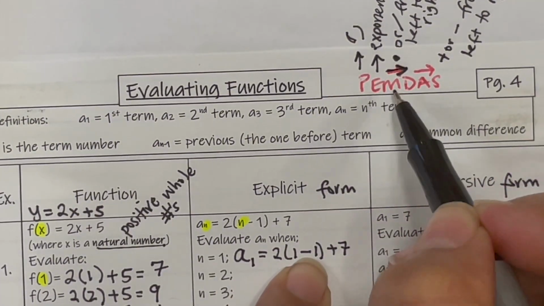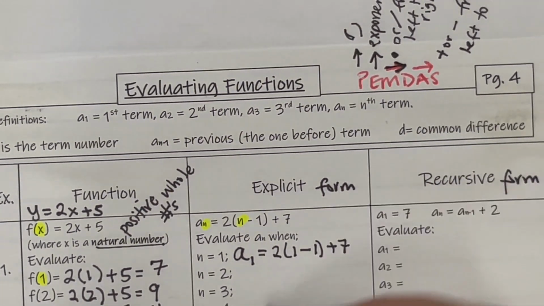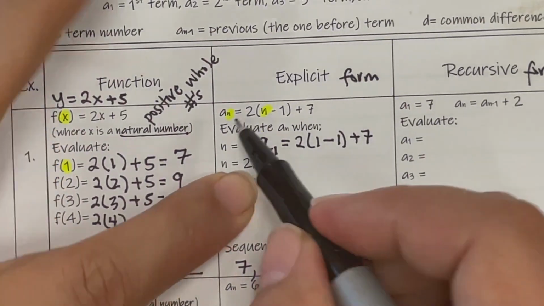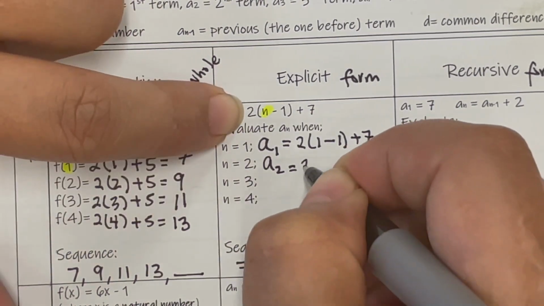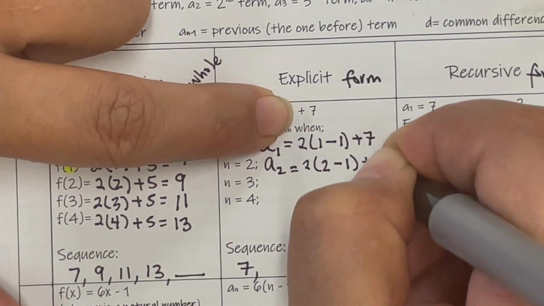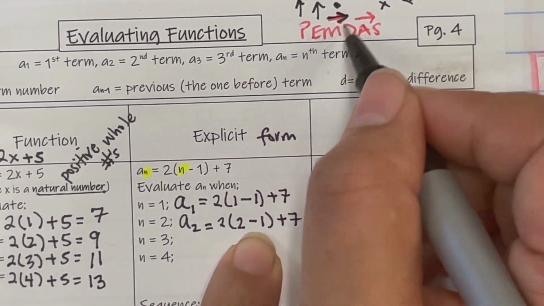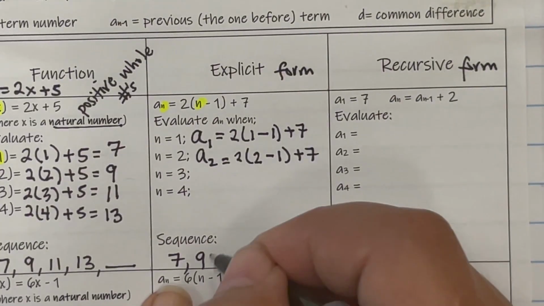Parentheses first, 1 minus 1 is 0. Then multiplication, because that comes before addition. That's going to be 2 times 0, which is 0. Then addition, plus 7 is 7. All right, now we're going to do 2. So a sub 2 equals 2. And now n is 2, so 2 minus 1 plus 7. Using, please excuse my dear Aunt Sally. Parentheses, 2 minus 1 is 1. Then multiplication, times 2 is 2, plus 7 is 9.